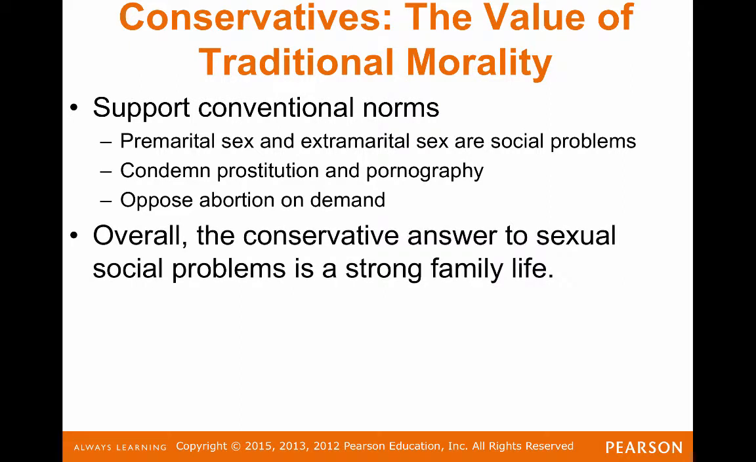So overall, the conservative answer to sexual social problems is a strong family life, which of course, in fairness, is very racialized and class-based, right? We're not talking every family, we're talking ideally an upper middle class or wealthier white heteronormative family. So that becomes the archetype that all other families are compared to, whether or not they have the same class privilege or racial privilege.